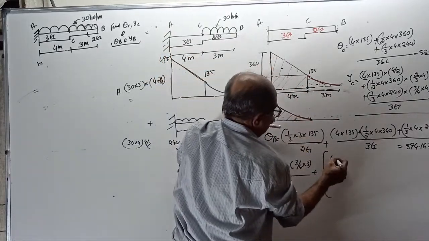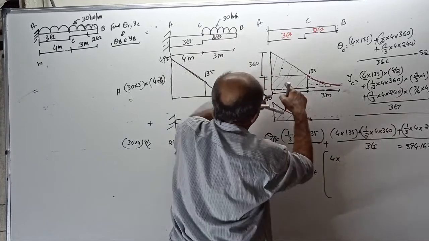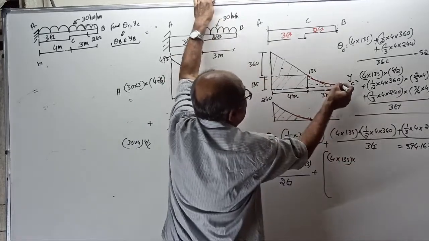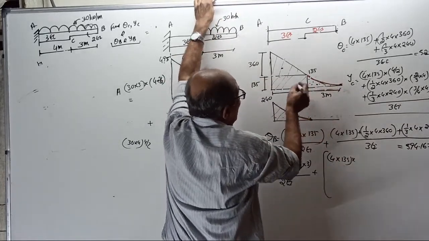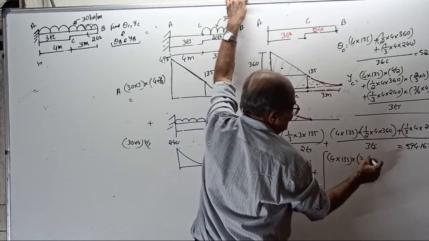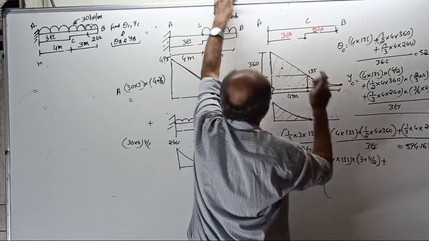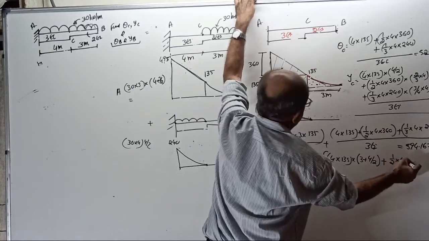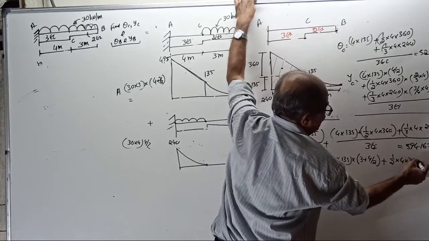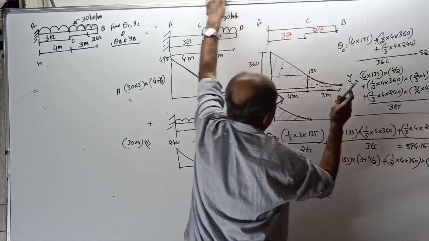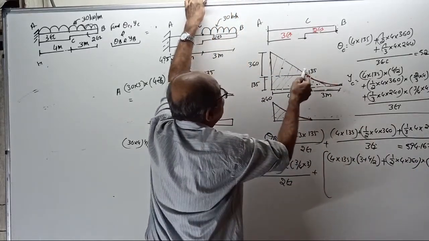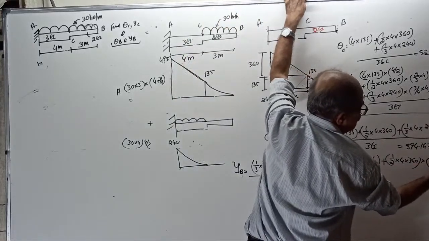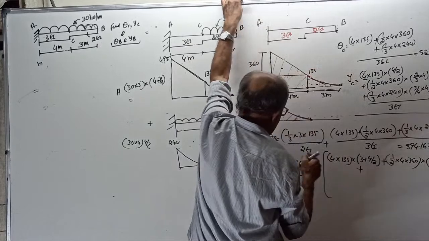Start, 4 into, I'll start from the rectangular: 4 into 135 into the moment about B, 3 plus half of 4. Plus this triangle: half into 4 into 360 is the next area, into the moment about this point, 3 plus 2/3 of 4. Plus one more area.